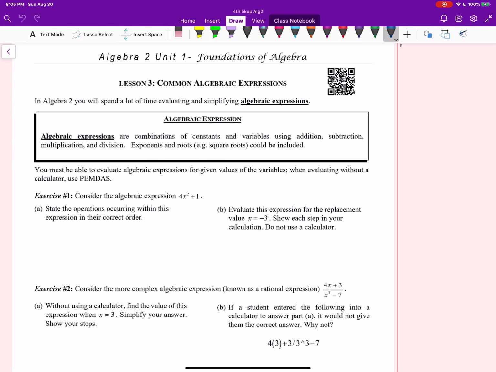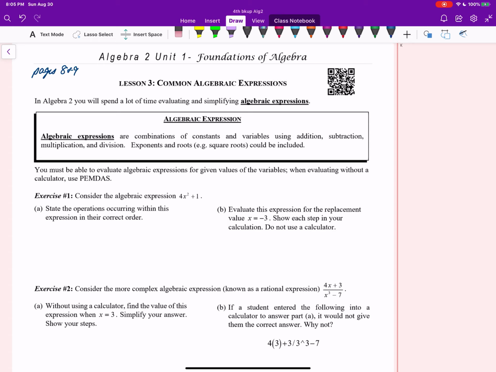Today's lesson covers pages 8 and 9 in our textbook. Lesson 3, Common Algebraic Expressions. So we'll have a lot of practice evaluating algebraic expressions today.